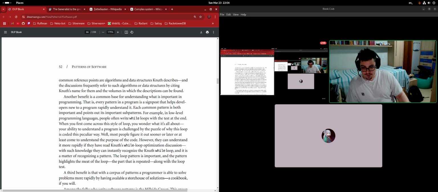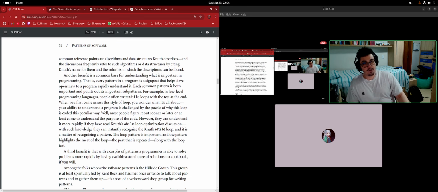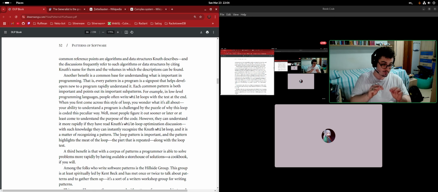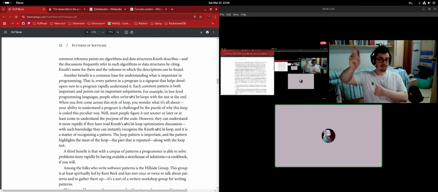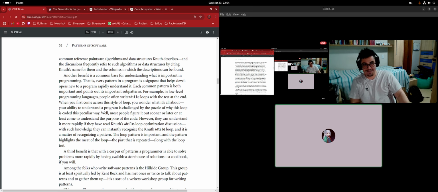The loop pattern is important, and the pattern highlights the meat of the loop, the part that is repeated, along with the loop test. So if you know how to write a loop, if you get what a loop is, changing the syntax is fine. And I would even argue that you can go further: instead of talking about loops, you can say that a loop is actually recursion. And you can go further on that and say that recursion is a fixed point process. You can keep going. It's all just proper tail calls all the way down. That's a very Marinho thing to say, but true as well.